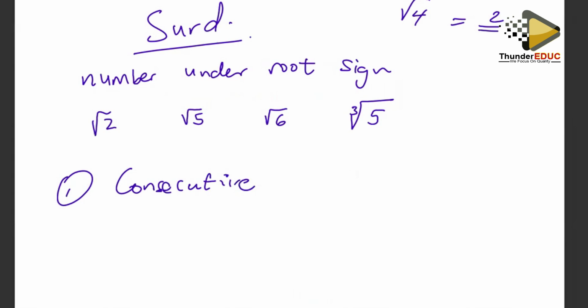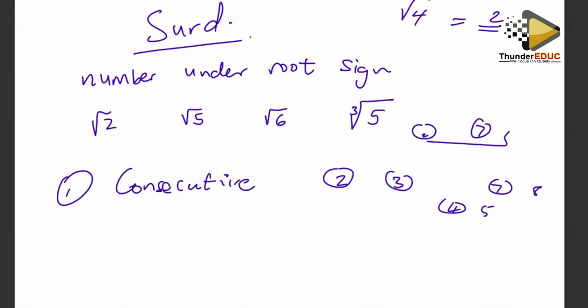If, let's say, the smallest value is 2, which means the next value must be a 3. The number must be between 2 and 3. The number must be between maybe 4 and 5, between 7 and 8, something like that. The numbers should be next to each other. You cannot have 1 or 2 as a minimum and then you have 7 as a maximum. No, these will not be consecutive integers.